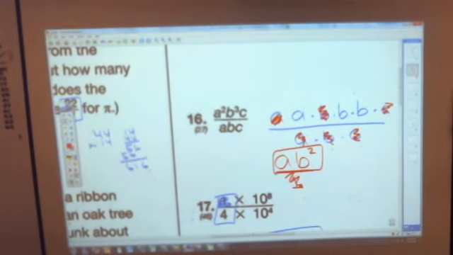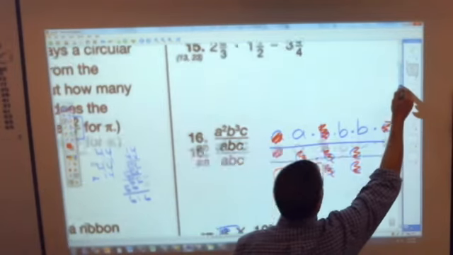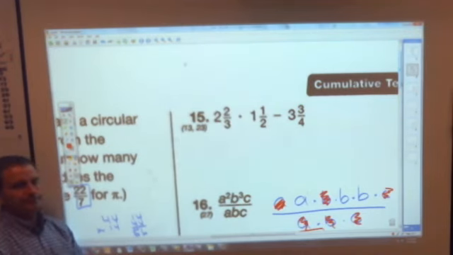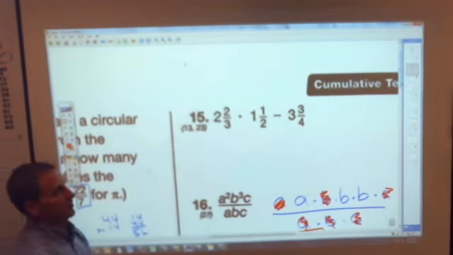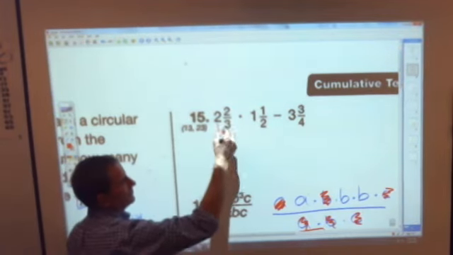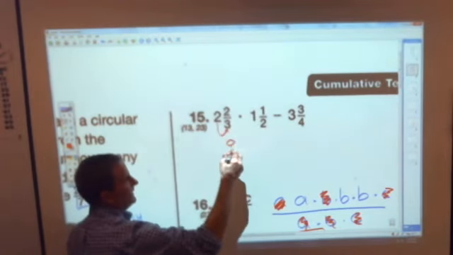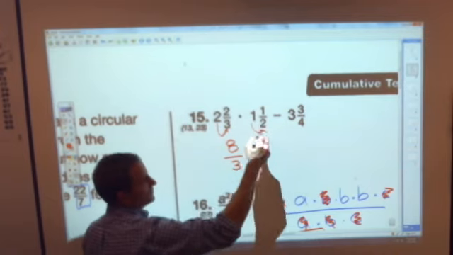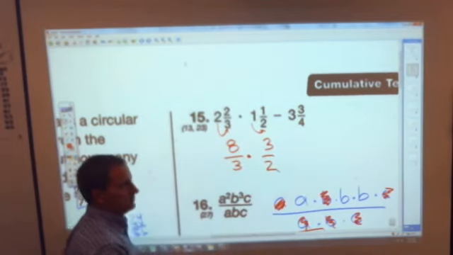What else do we need to go through? Brayden, how did you do number 15? It's a fantastic one. Order of operations says you have to do what, Brayden? Do I do the subtracting or the multiplying first? Did you multiply first? Yes. Did you make them improper? What did you get when you made them improper? 2 times 3 is 6 plus 2 is 8 thirds. 1 and 1/2 as improper is 1 times 2 plus 1, 3 halves.